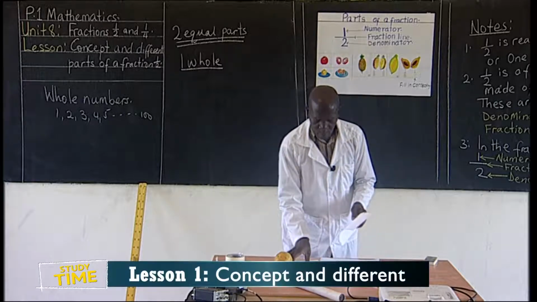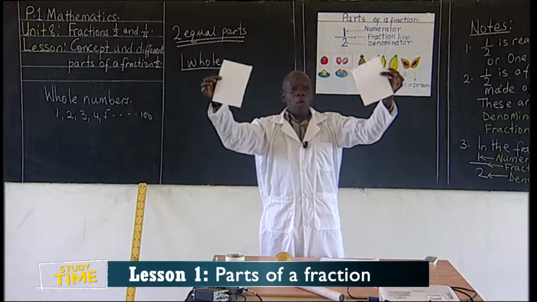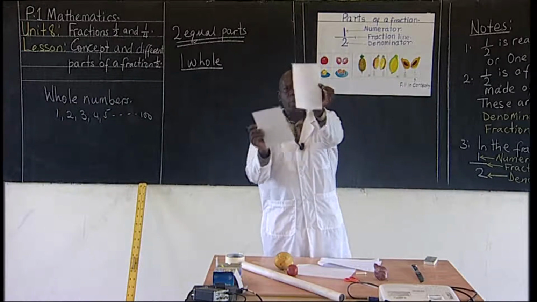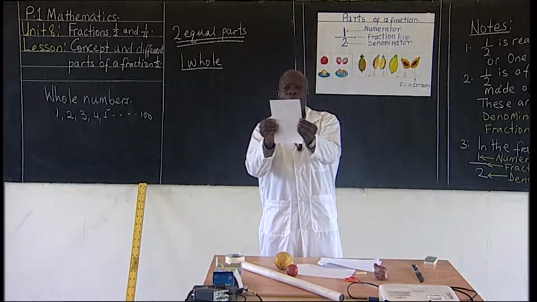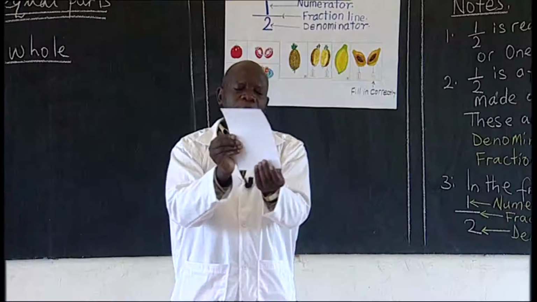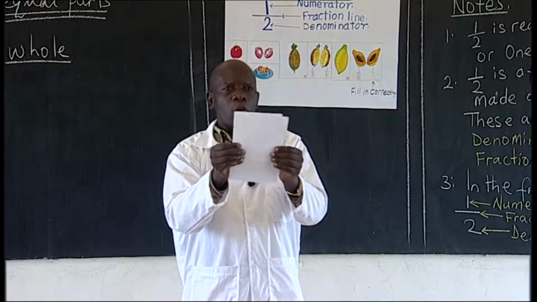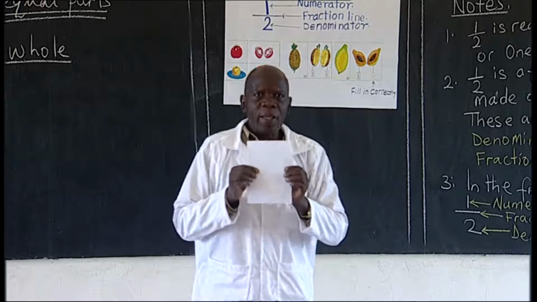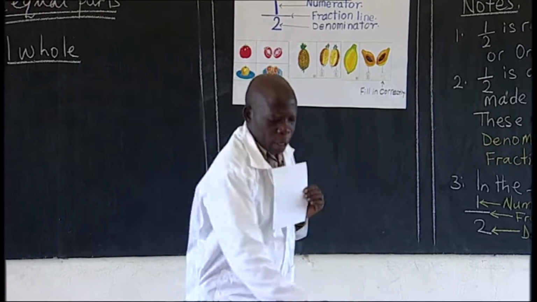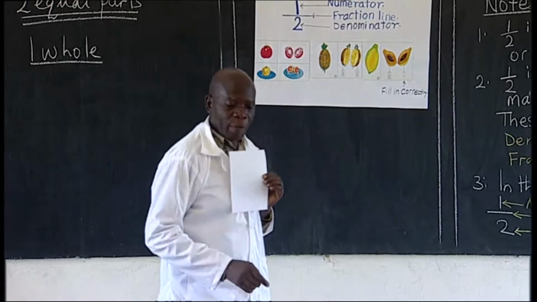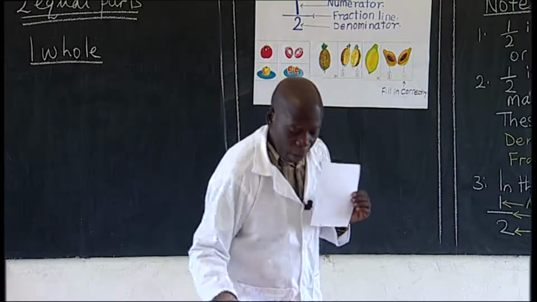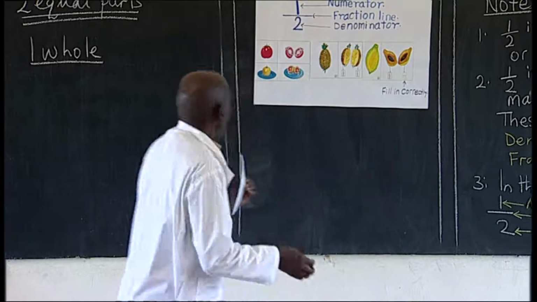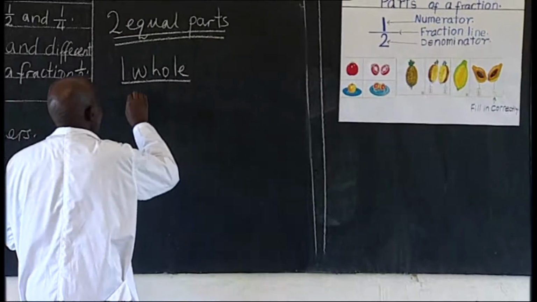Okay. These 2 parts are equal. Are you seeing them? This one is equal to this one. Because even if I put them together, they are equal. So when I give you this part, and I take this part, it means that we have divided the whole paper into 2 equal parts.